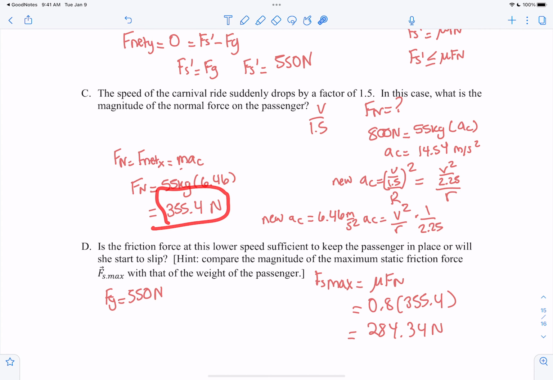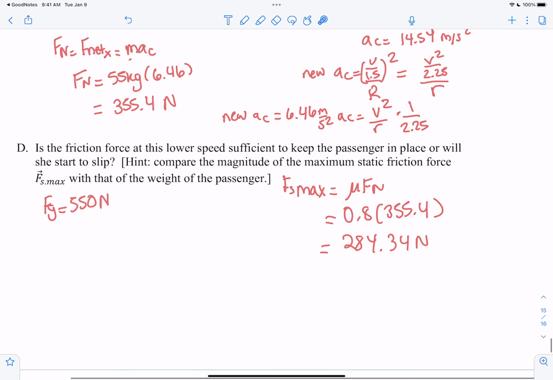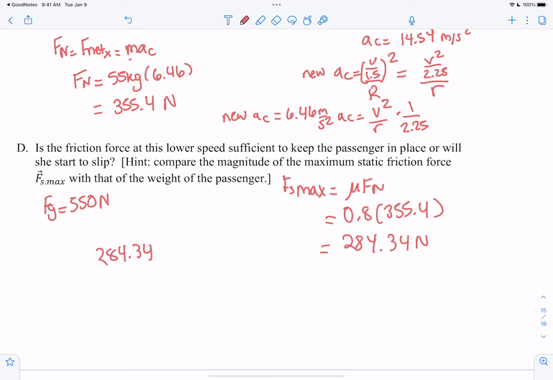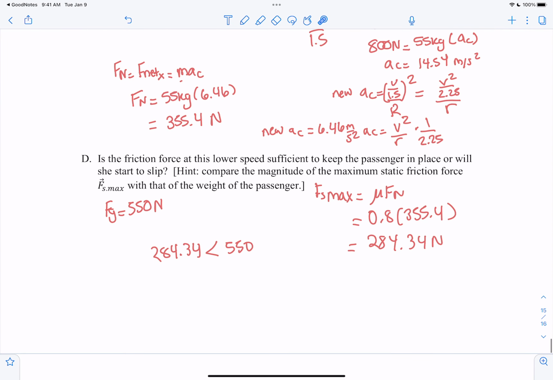This lower speed gives us a lower normal force. And so if we can calculate what the static friction force is at that lower normal force, then we can say, okay, this is the force that static friction is going to apply to prevent slippage. Is that force enough to overcome gravity or not? In this case, we can see it's not, right? So 284.34 is way less than 550. And so gravity is going to overwhelm the static friction force. It'll be a lot smaller, right? And so that person is going to slip at that lower speed.